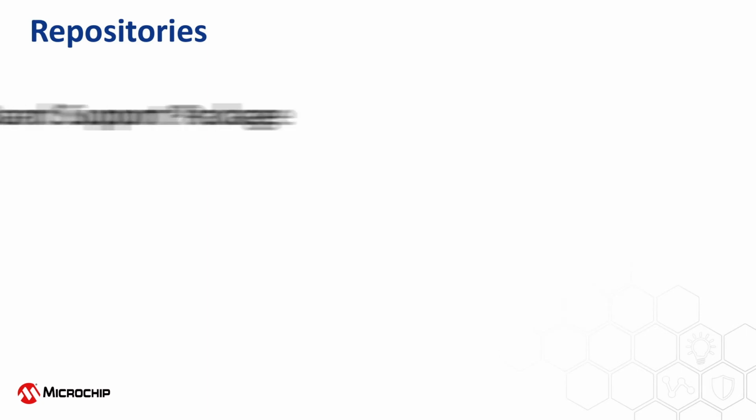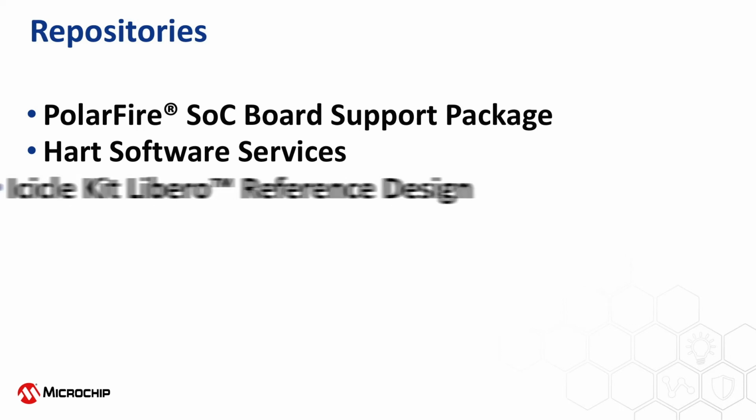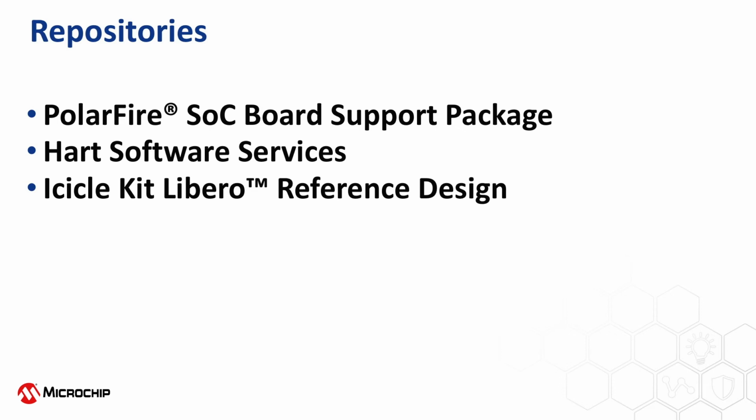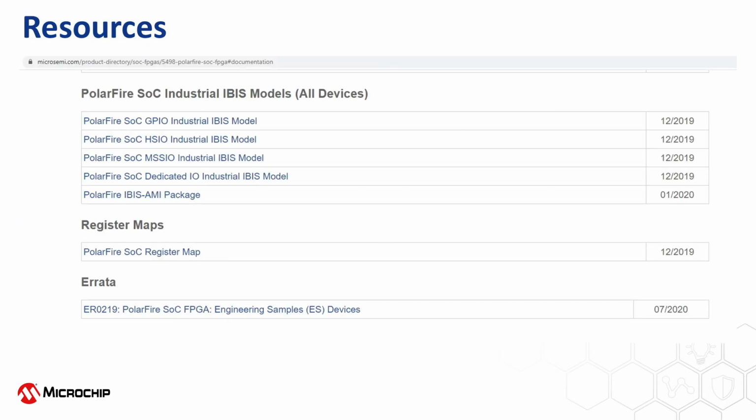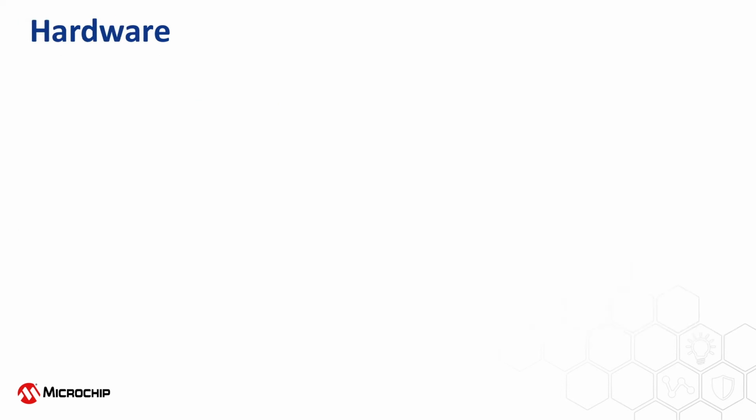Specifically, you will find the PolarFire SoC board support package, Hart Software Services code, also referred to as Zero Stage Bootloader, Icicle Kit Libero reference design, and the reference factory image. Relevant documentation can also be found in the description below. We will make use of the register map document to find the address where the GPIOs are mapped on the bus.